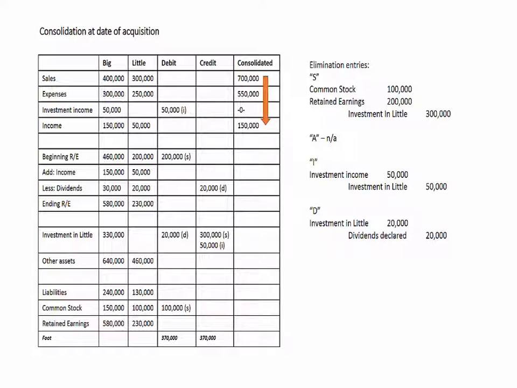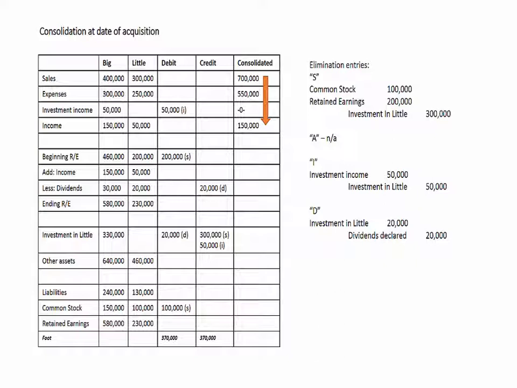When we get to the income figure, we're going to work our way down the income statement column under the consolidated heading. So we have $700,000 in sales, less $550,000 in expenses, equaling income of $150,000. Now I can't stress this enough. When we come to a subtotal or a calculation like that, whether it's computing income or computing retained earnings, we stop adding across the rows and instead work our way down the consolidated column.